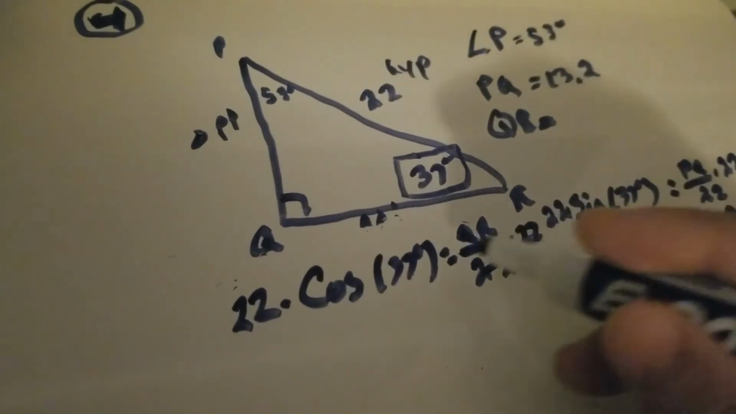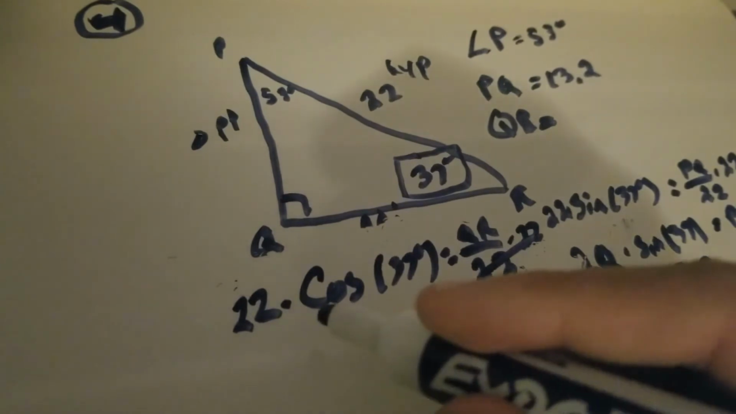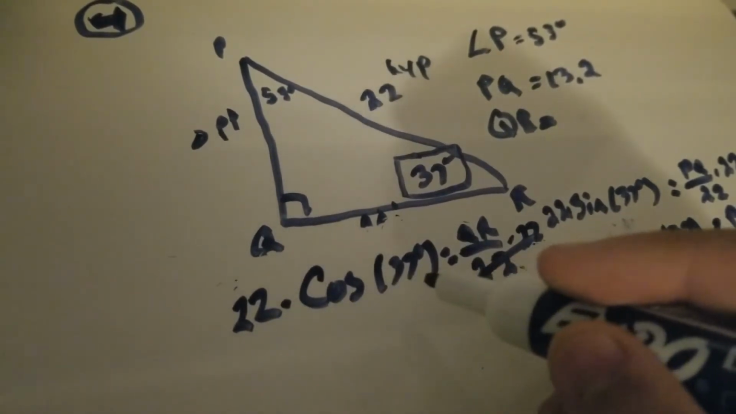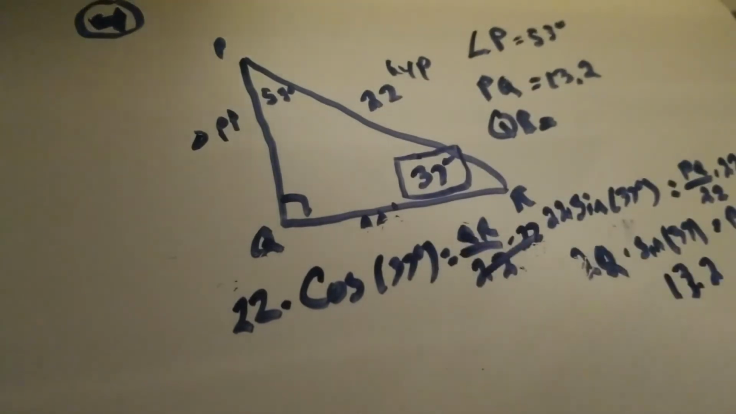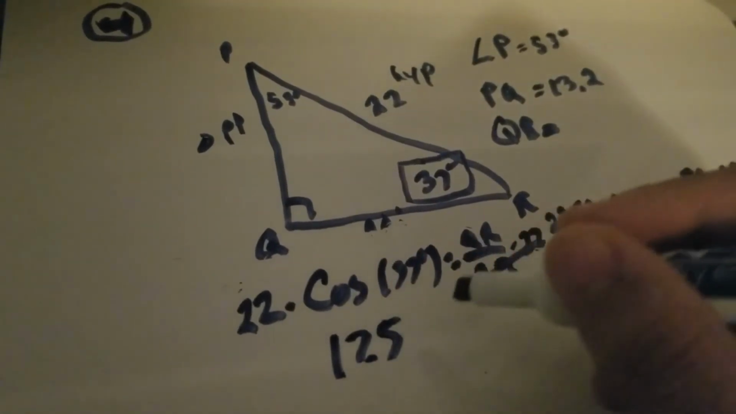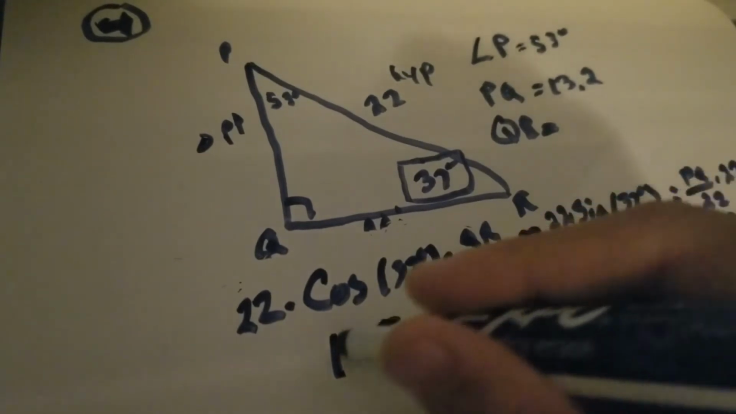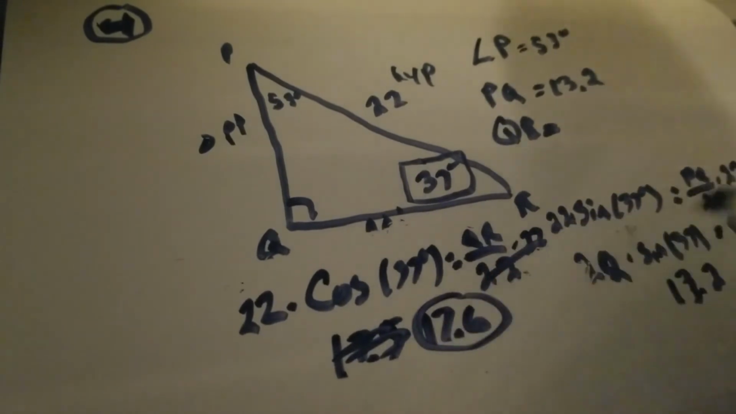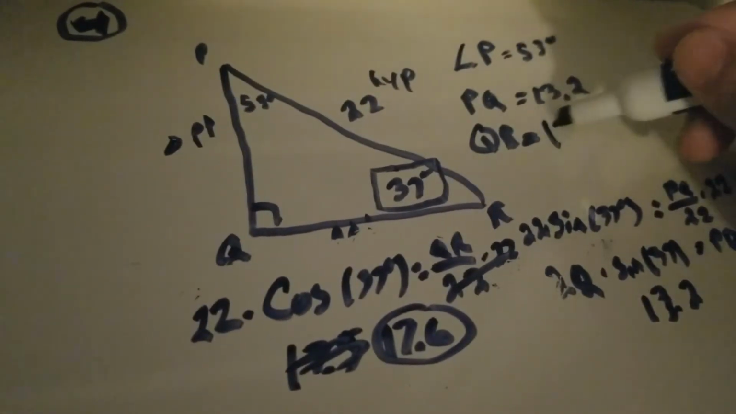I'm pretty sure in class I've done both. So times 22 to both sides, just to get QR by itself, so I got 22 times cosine 37 equals QR. 22 times cosine 37, so the answer should be 17.56, so let's change that to 17.6. So your answer for QR is 17.6.